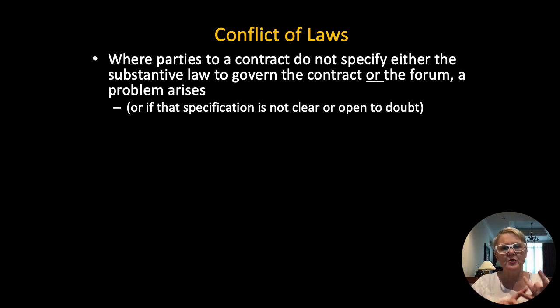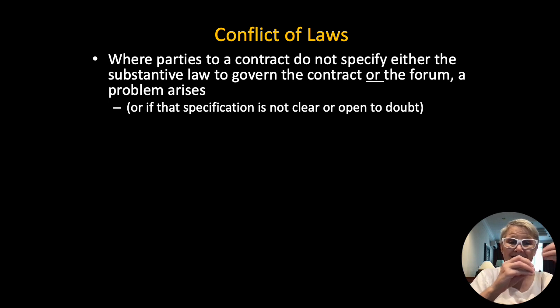So just to recap, choice of law is about determining which country's law should be used to interpret the contract and to resolve the dispute. And choice of forum is about deciding which country's courts will be used to settle the dispute.